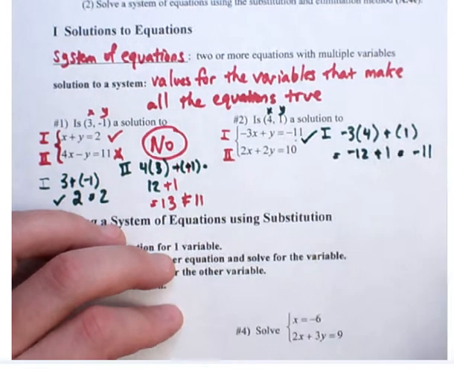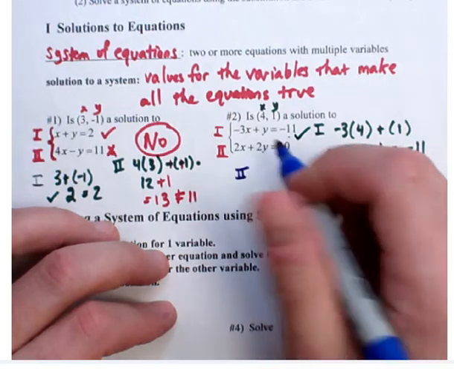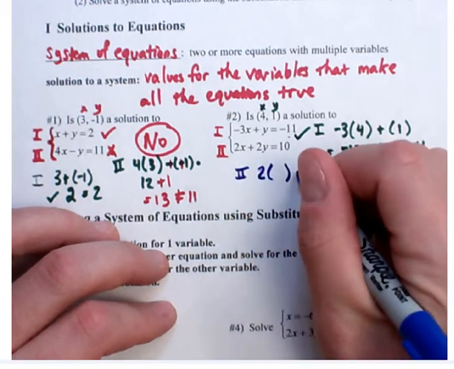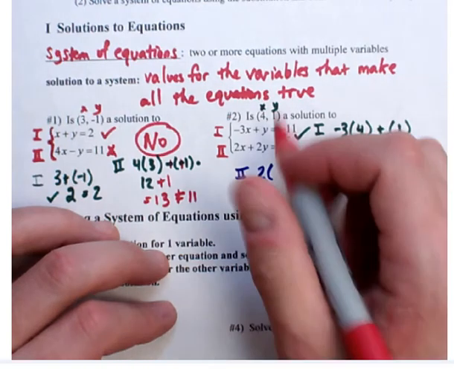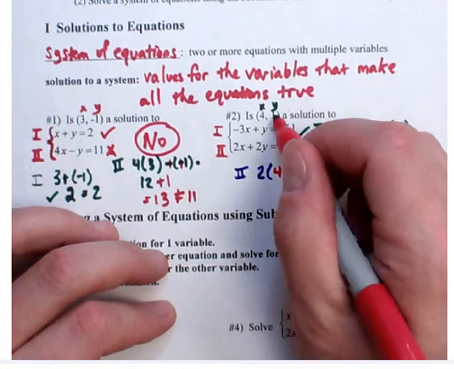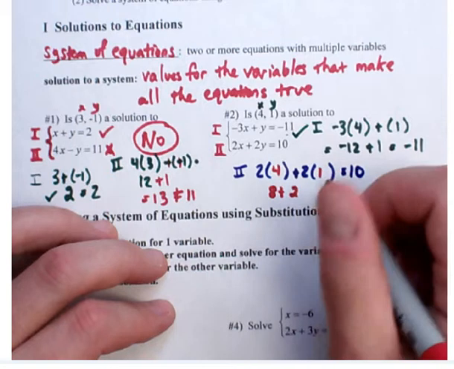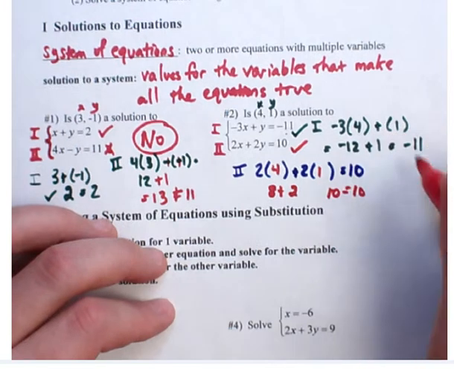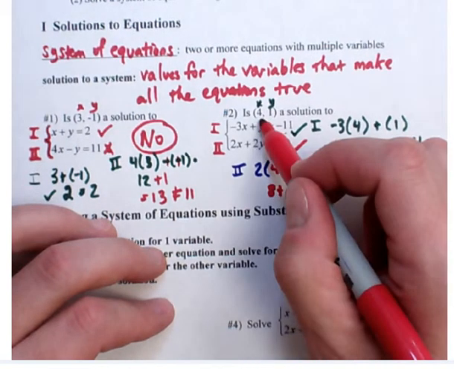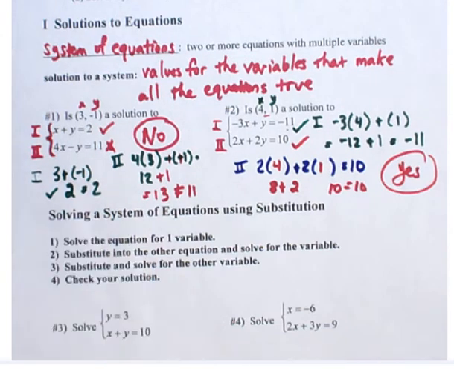Check. How about equation 2? 2x, so that's 2 times x plus 2 times y equals 10. x is 4, the y value is 1. So we get 8 plus 2. Is that equal to 10? 10 equals 10. Check. Both equations are true with this ordered pair. So yes, that is a solution. That works.